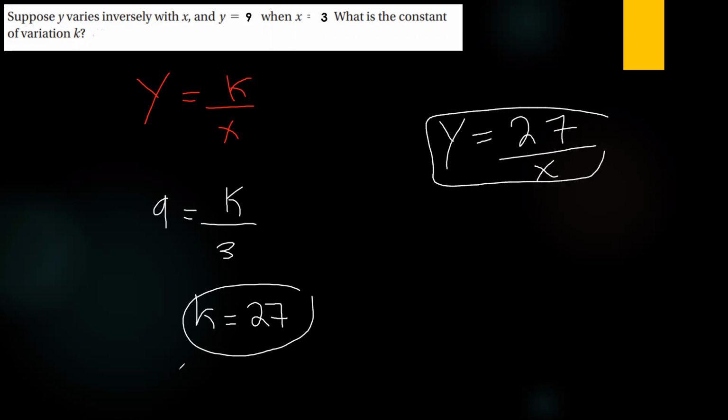So now here we have y. What is the value of y? It's 9. k is unknown. And x is 3. So k will be 27. So if I ask you what is k, you will tell me it's 27. If I ask you what is the equation, you have to tell me y equals 27 over x. This will be the equation of the inverse variation.